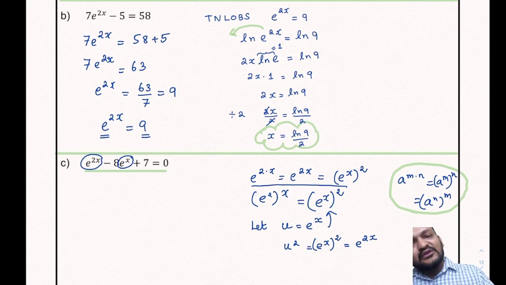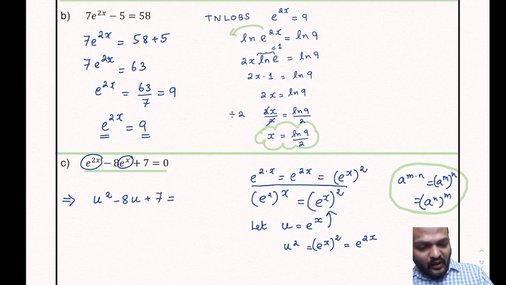Now if I substitute back in here, this equation turns into the following: u squared minus 8u plus 7 equals 0. This is my u squared, and this is my u, as you see here, and that's all I did. I just simply plugged it in right here.